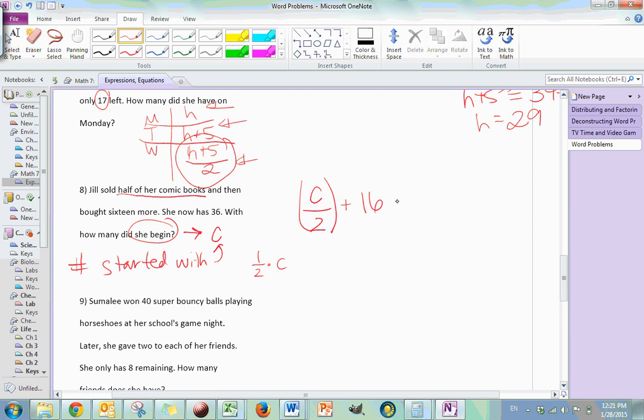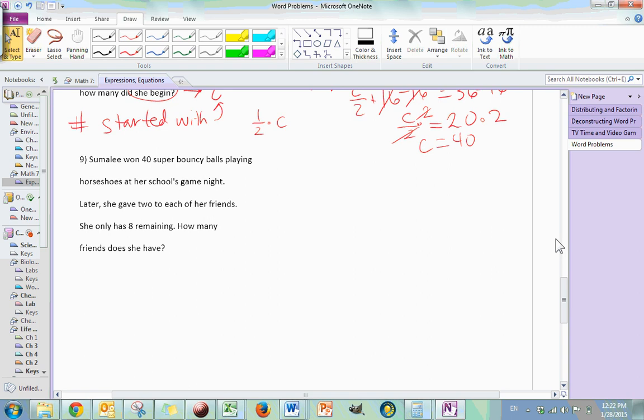All right, once she bought 16 more, she has 36. So if we look at the normal order of operations, normally the division would come first, addition second, so we know we're going to take care of this addition first by doing the opposite. So rewrite the problem, and minus 16 on both sides. These cancel, c over 2 equals 20. And then c is being divided by 2, so both sides get multiplied by 2. So these cancel. You're left with c equals 40. That was simple.